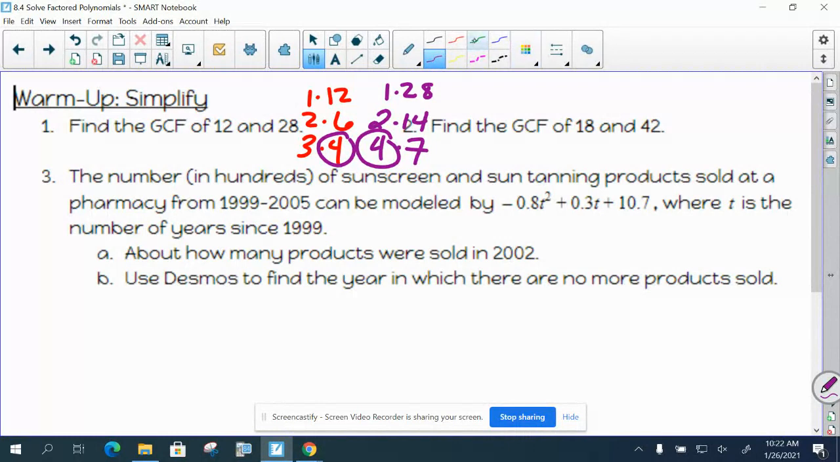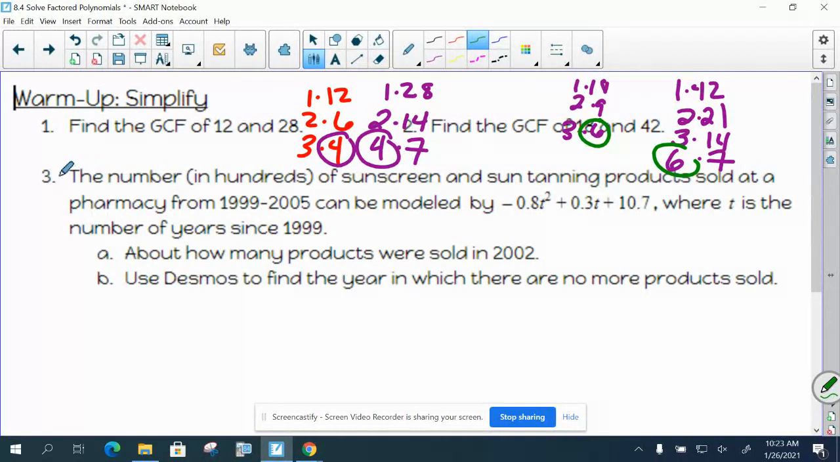How about 18 and 42? 18 would be 1 and 18, 2 and 9, and 3 and 6. And then 42 would be 1 and 42, 2 and 21, 3 and 14, and 6 and 7. So then the greatest common factor would be 6. We're talking about greatest common factor because we're going to use it to factor out a binomial.